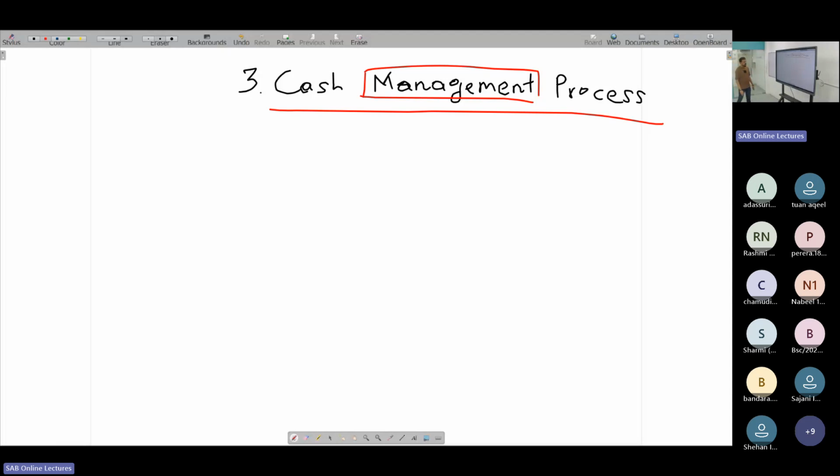Okay. For that, what are the main topics we are going to discuss under this topic? What are the ways we are involving with the cash? First one is receipt.